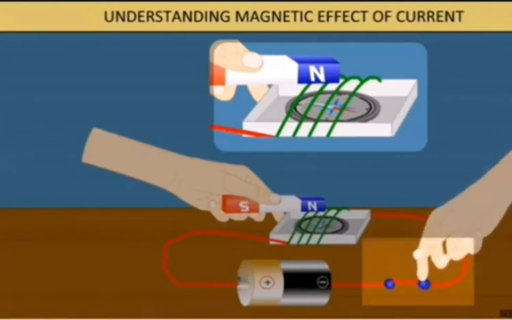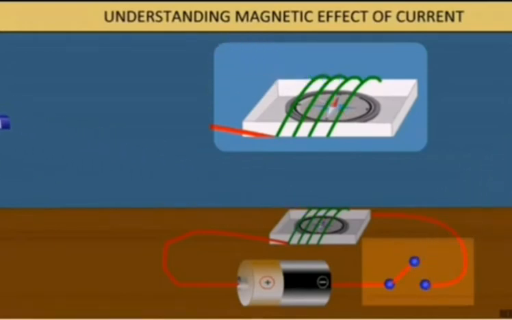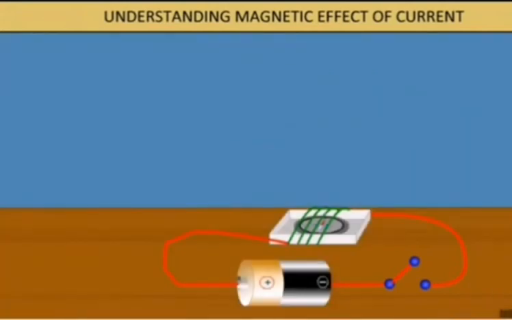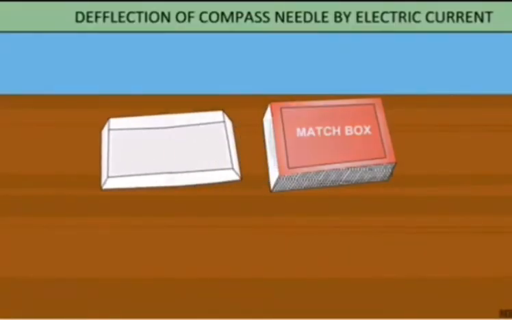At the same time, move the switch to the on position. We will observe that the needle gets deflected again. Now move the switch back to the off position. You will observe that the needle comes back to its original position. We conclude that an electric current passing through a wire behaves as a magnet. You can see the deflection of the needle by electric current.